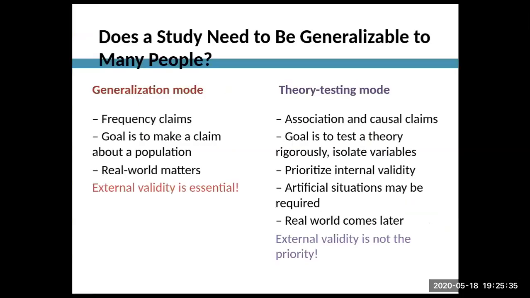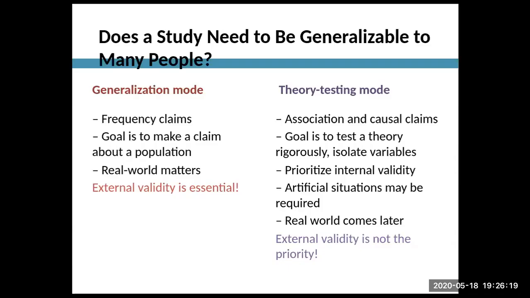So does a study need to be generalizable to many people? We have two different modes, and you should probably recognize by now at least the outline of what these are. In generalization mode, the idea, once you've already gotten a significant result, is you want to be able to generalize it to more people or more places or settings. So frequency claims are the ones with one variable. Those are the ones where you have surveys and polls, and this is definitely done, right? You want to know who the American people are voting for in their next election. So in frequency claims, the goal is to make a claim about the population.